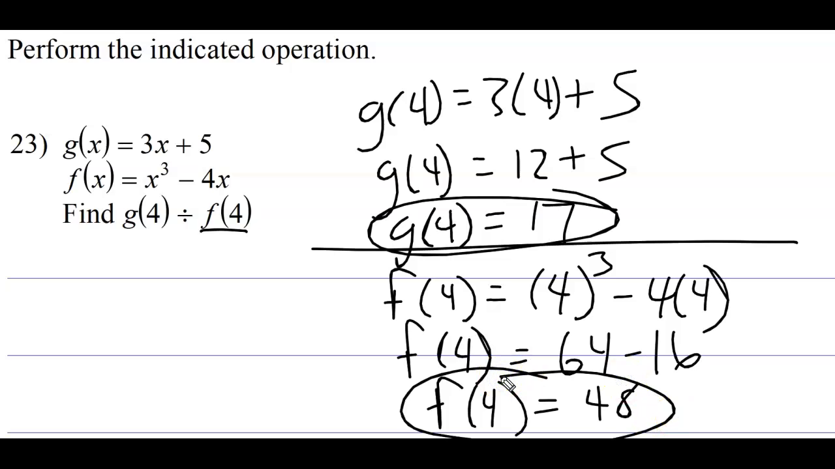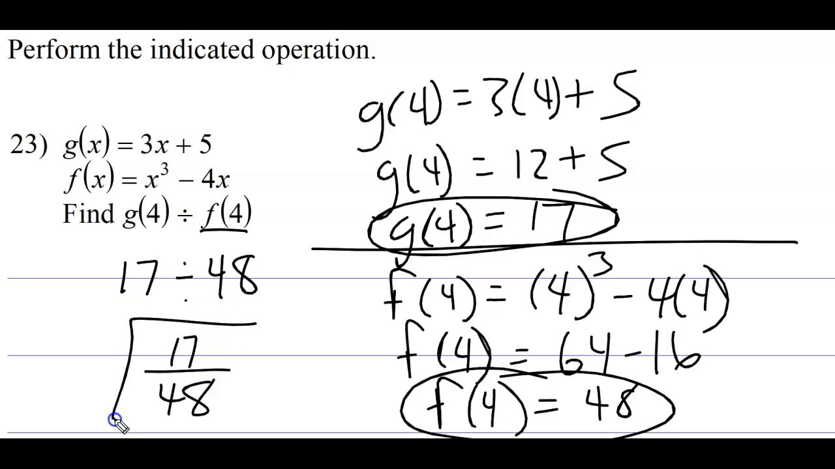And so if we want to do g of 4 divided by f of 4, it would really just be 17 divided by 48. And my guess is they would probably just write the final answer as a fraction and reduce it if possible. But in this case, it doesn't reduce. So there's our final answer.